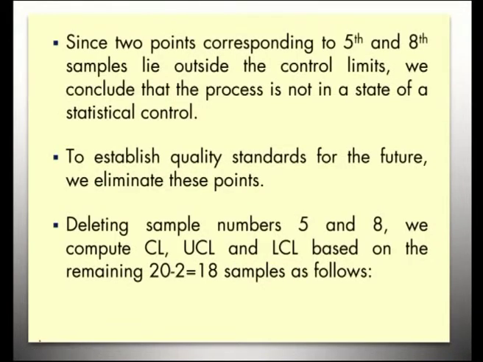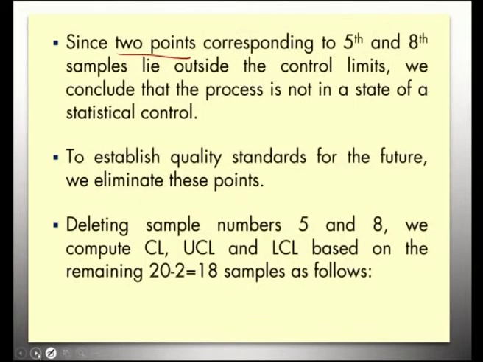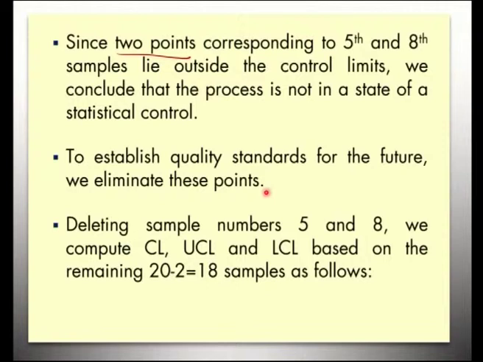Just see. Now, the 2 points corresponding to the 5th and 8th samples, isn't it? Since they are lying outside the control limits, we conclude that the process is not in a state of statistical control. Now, to establish the quality standards for the future, we eliminate these 2 points. When we eliminate the 2 points from 20 points, only 18 samples are taken into account. It means we are eliminating the 5th sample and 8th sample.